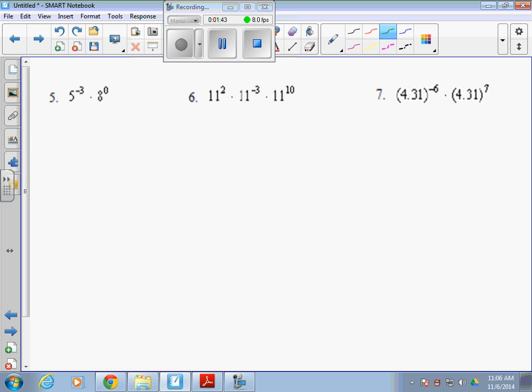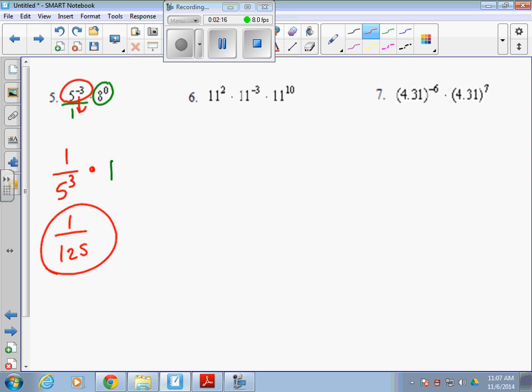5 to the negative 3rd times 8 to the 0. Again, anything to the 0 is 1, so you have 5 to the negative 3rd. Remember, it's over 1. Anything to a negative exponent rides the elevator down. So what you have is times 1, because 8 to the 0 is times 1. 1 over, when it goes down, 5 becomes the positive 3rd. So 1 over 5 times 5 is 25, times 5 is 125, times 1 would simply be 1 over 125.